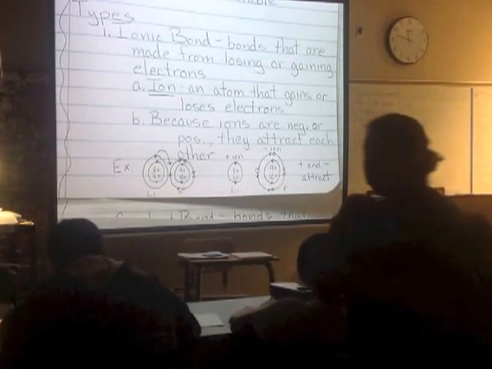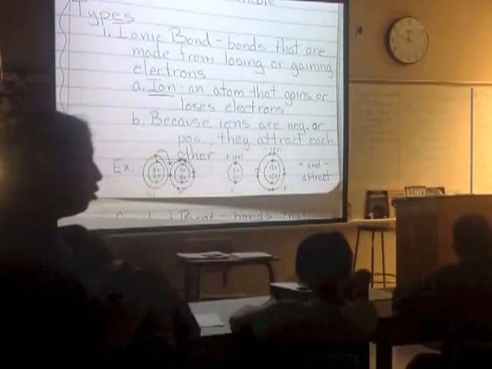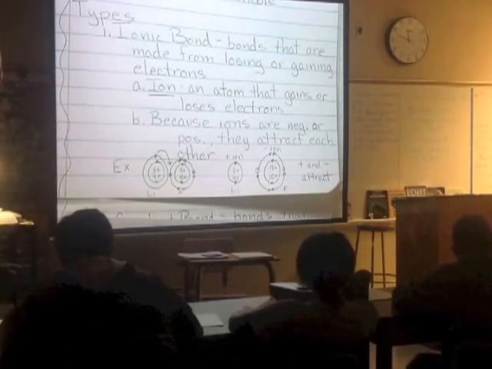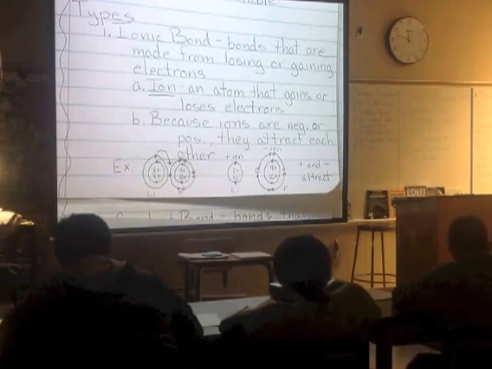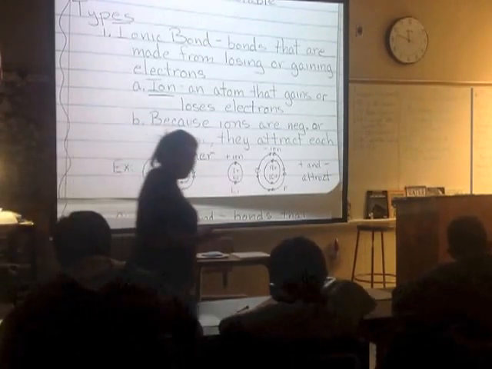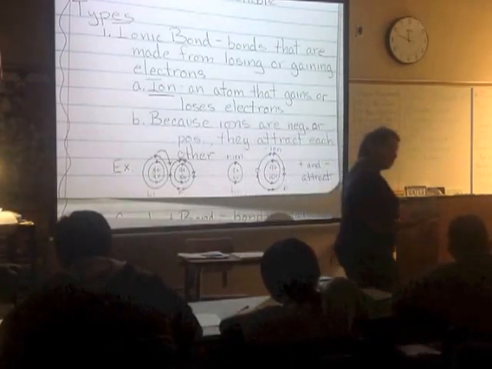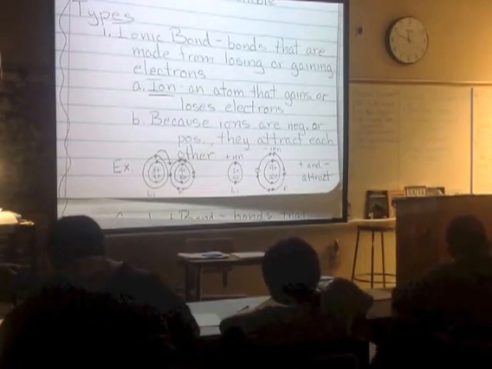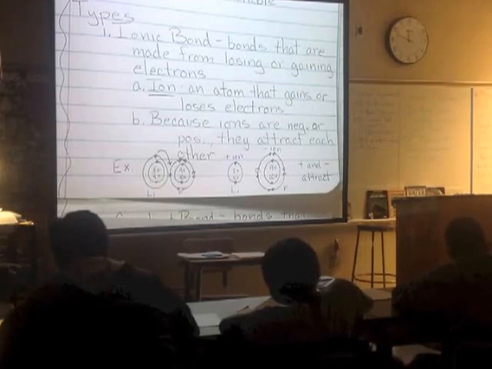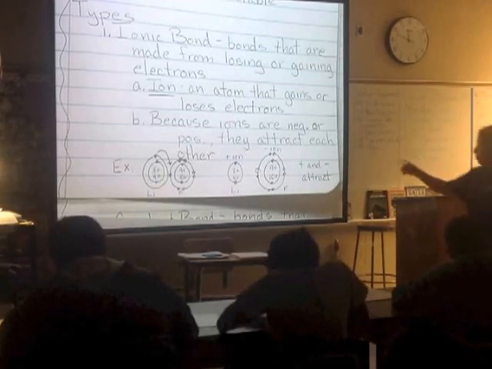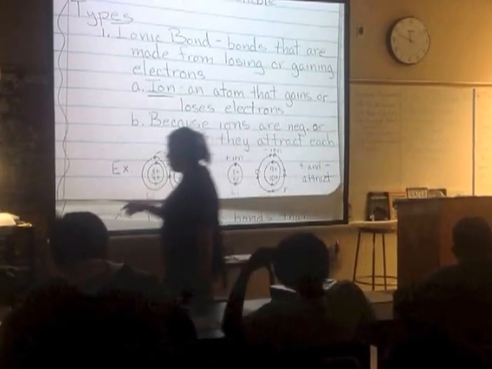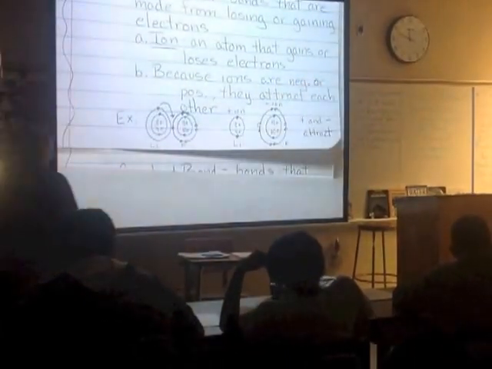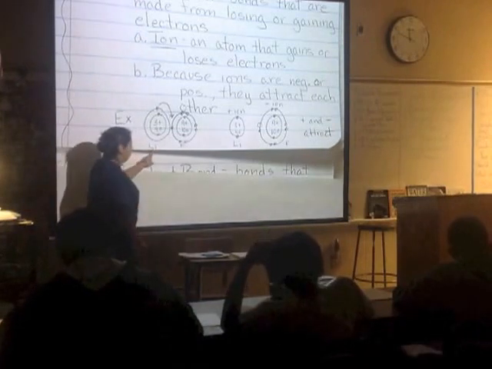So because they're losing and gaining electrons, they're gaining a positive or negative charge. Therefore, they become ions. So an ion is basically just a charged atom. It's either a positive ion, which is positively charged, or a negative ion, which is negatively charged. So let's look at an example of ionic bonding. If we look at this picture, we are looking at 2 elements, lithium and fluorine.